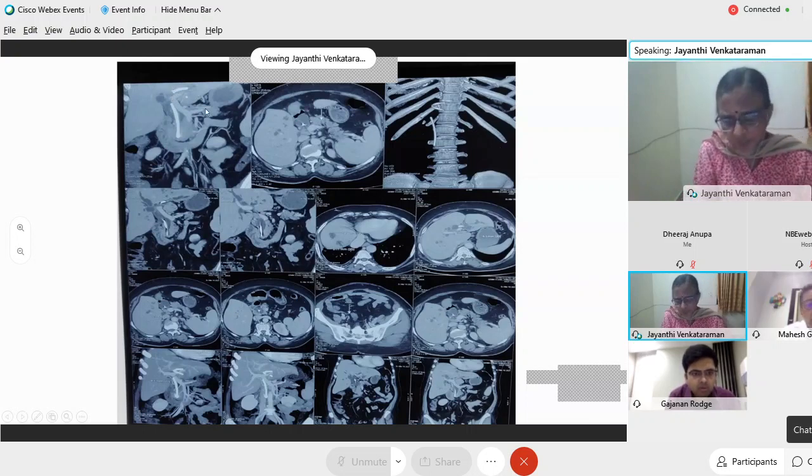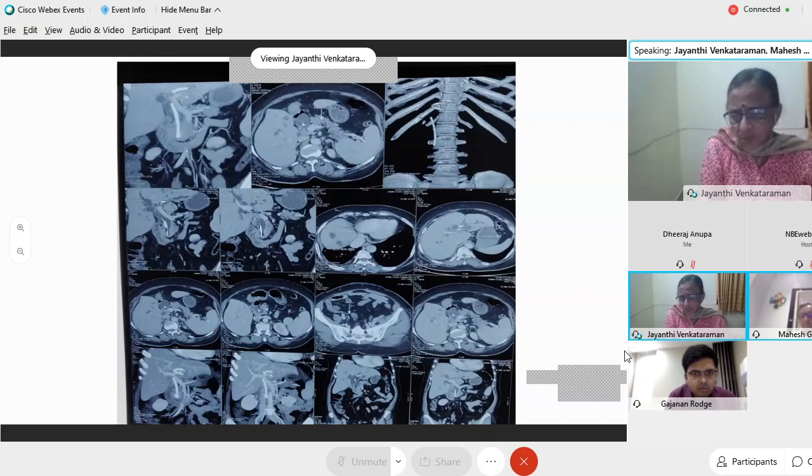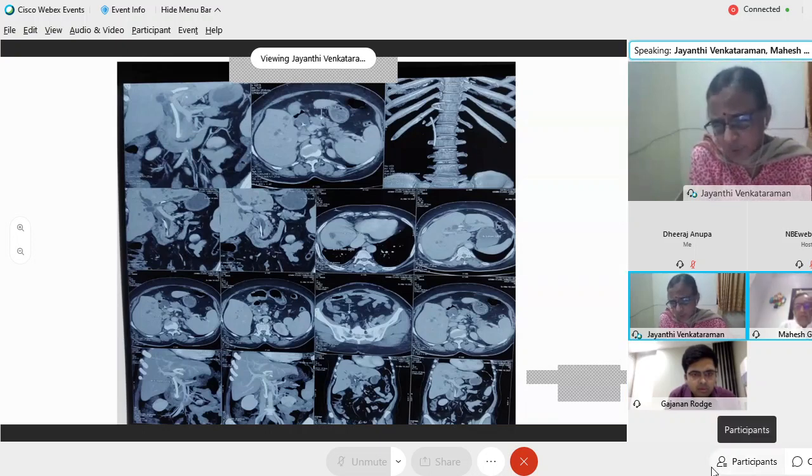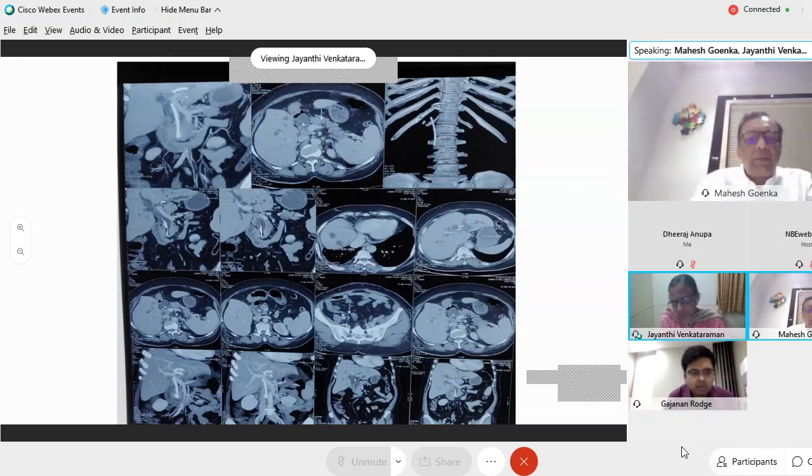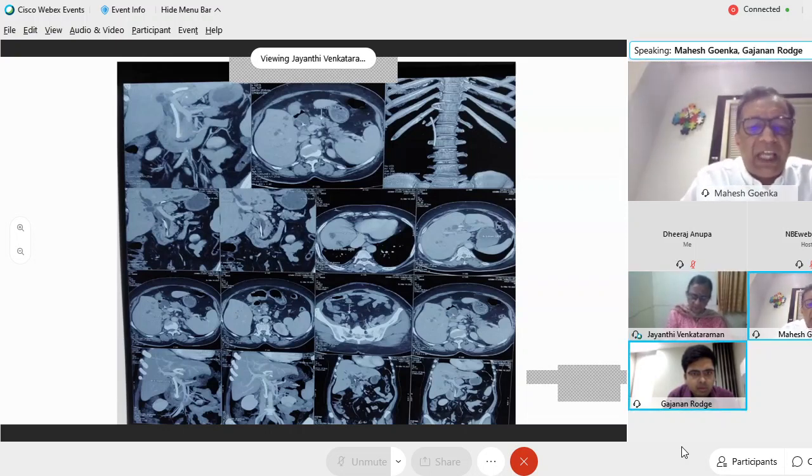So how should you manage this patient now? What's your diagnosis now? You've seen a stent in situ, with cracks. So you have to go back to the history and find out whether they did an ERCP at the time of the previous cholecystectomy. That needs to be evaluated.